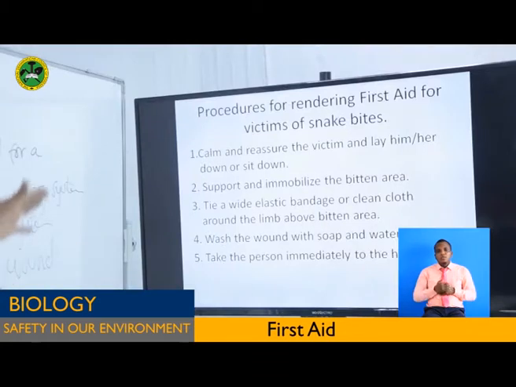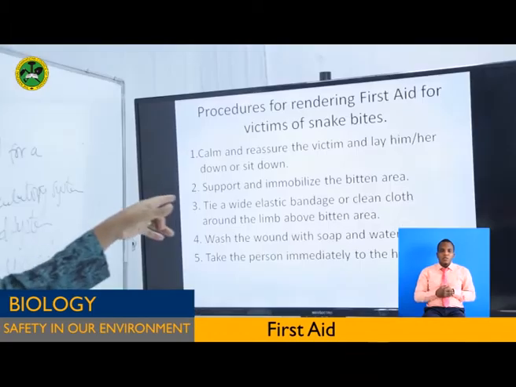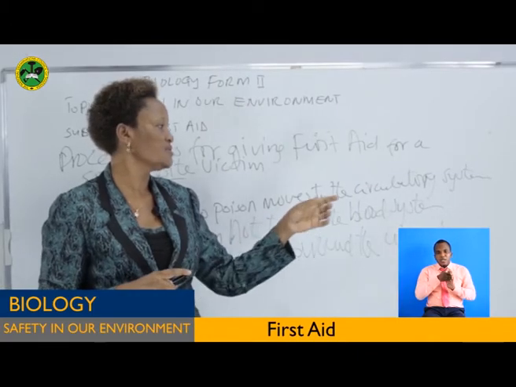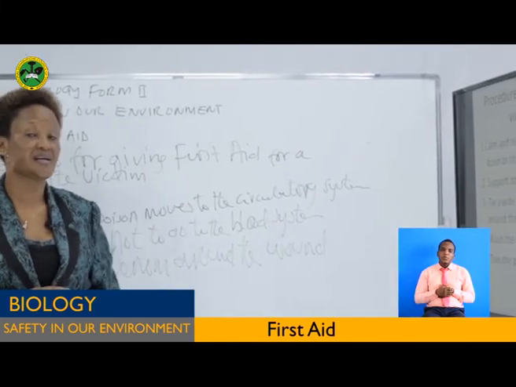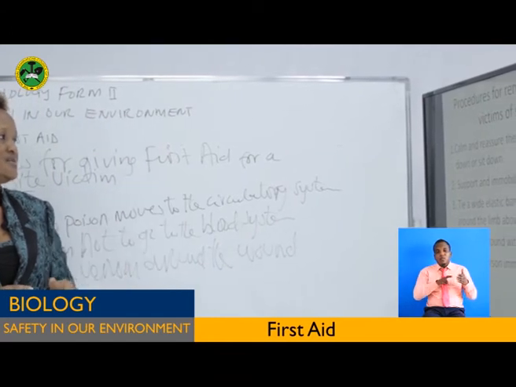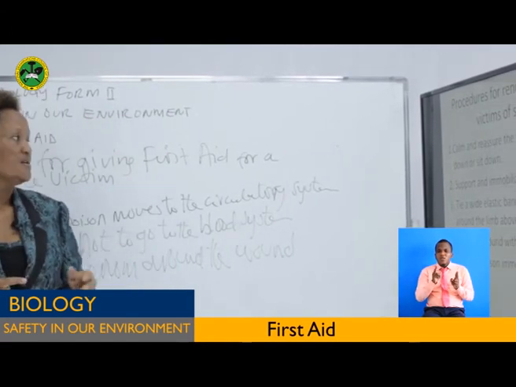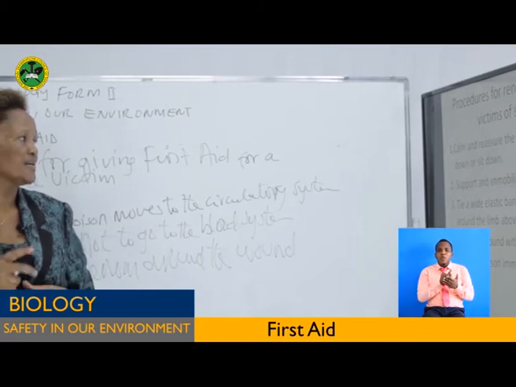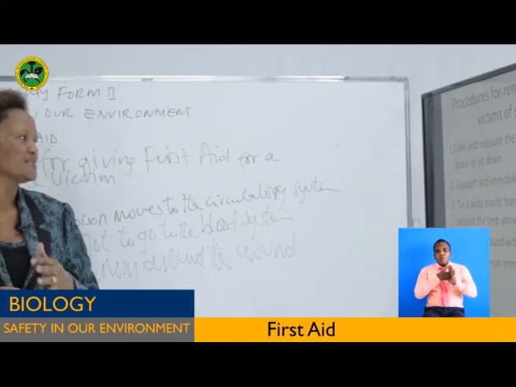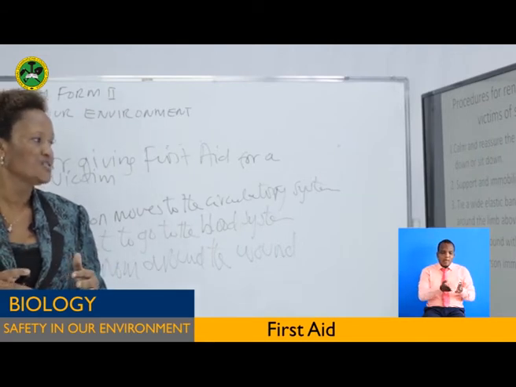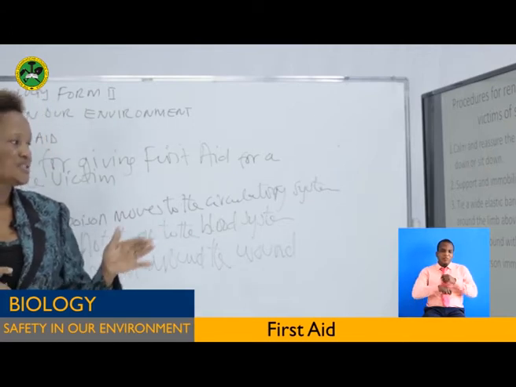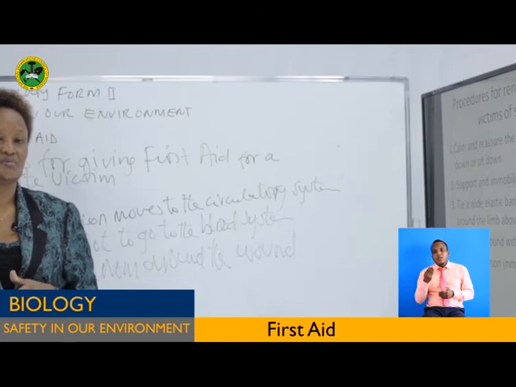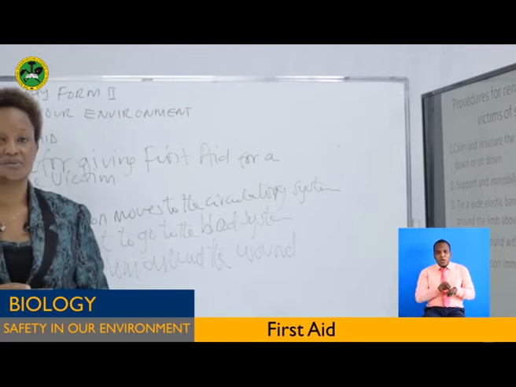Now, if you look at those procedures, why can't we begin with supporting and immobilizing the bitten area? Or why can't you start with washing the wound with soap and water? These ones are technical and they are arranged according to their importance: you first calm and reassure the victim, then immobilize the part, you apply the bandage to prevent further moving of the poison. You wash the wound, and finally, if the victim does not recover, just rush the victim to the hospital.